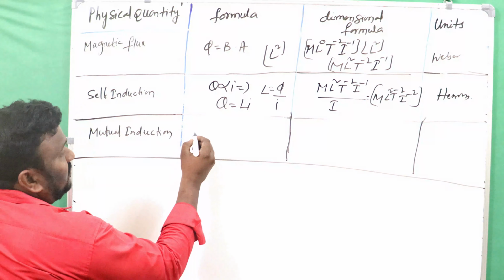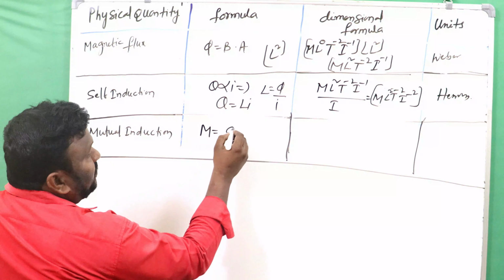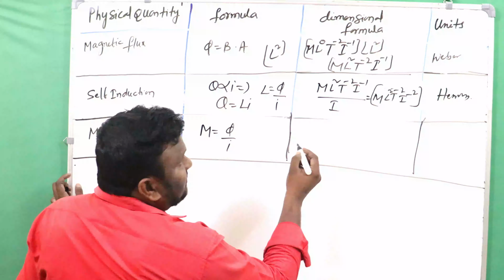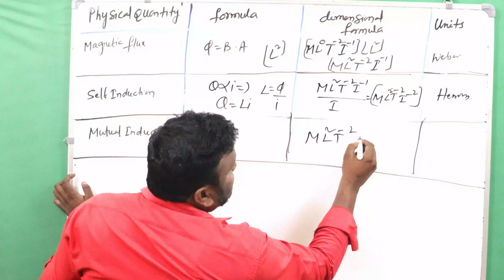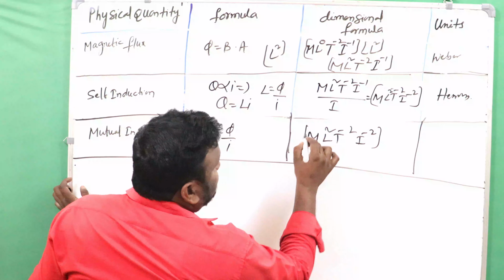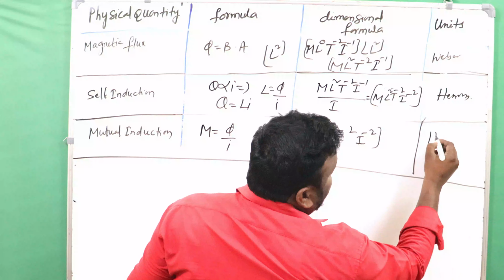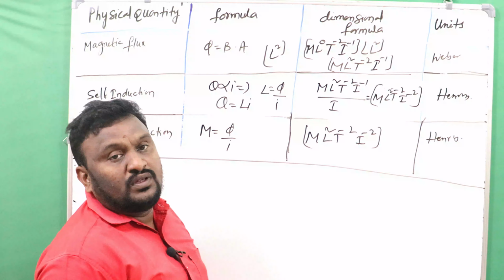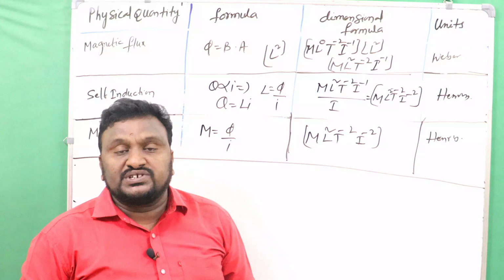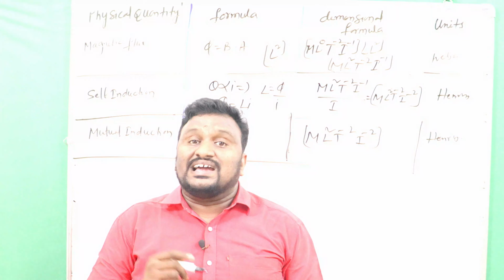And similarly, magnetic induction M is equal to phi by I. Again with the same dimension formula, M L squared T inverse 2 I inverse 2. So the unit is again the same thing here, Henry. Now let's see some previous year questions in JEE Mains and NEET.